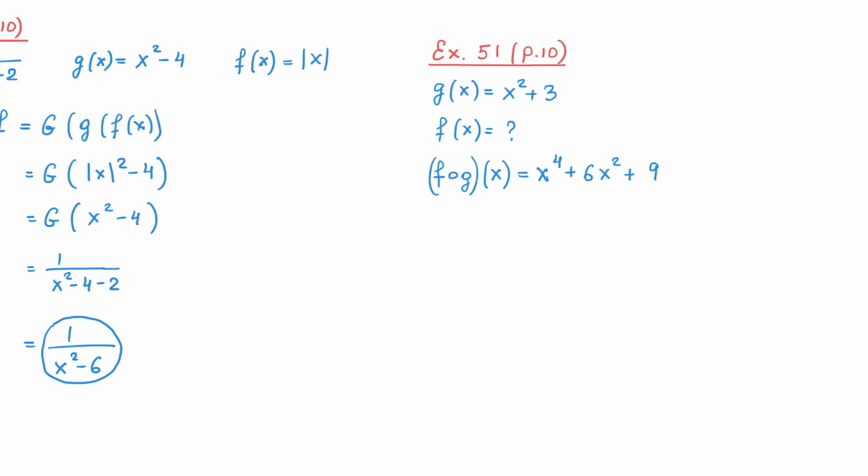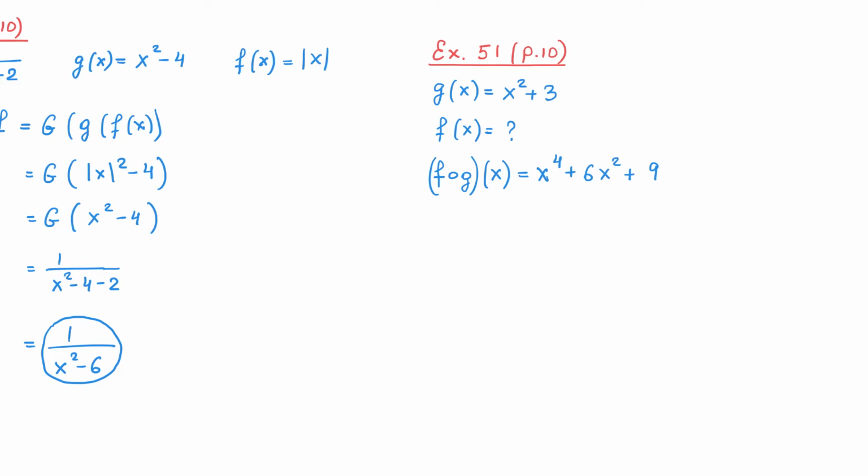In exercise 51, we are given the function g of x equals x squared plus 3, and we are also given the composition of f and g, which is x to the power of 4 plus 6x squared plus 9. We have to find f of x. If we look at this composition, we see that f is first. That means f is the main function and g is the domain of f. So, what has to be done to this binomial to get this trinomial?